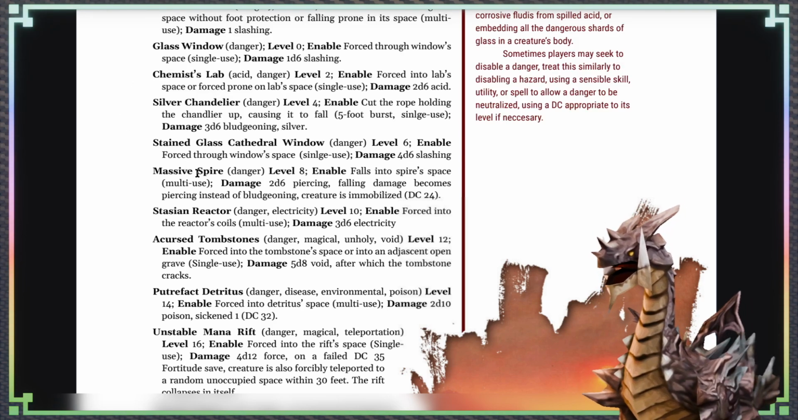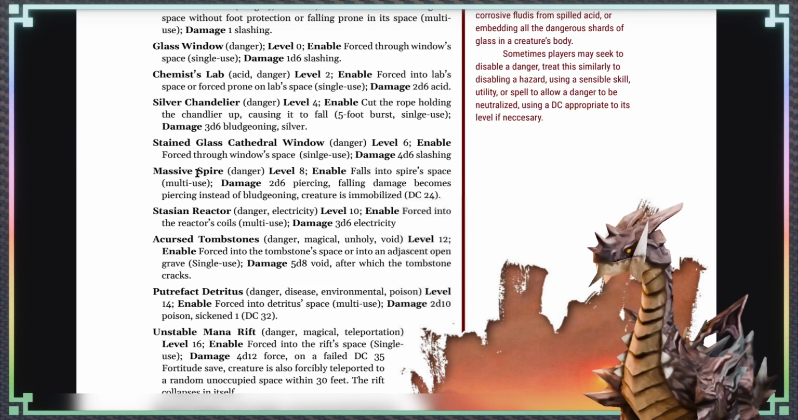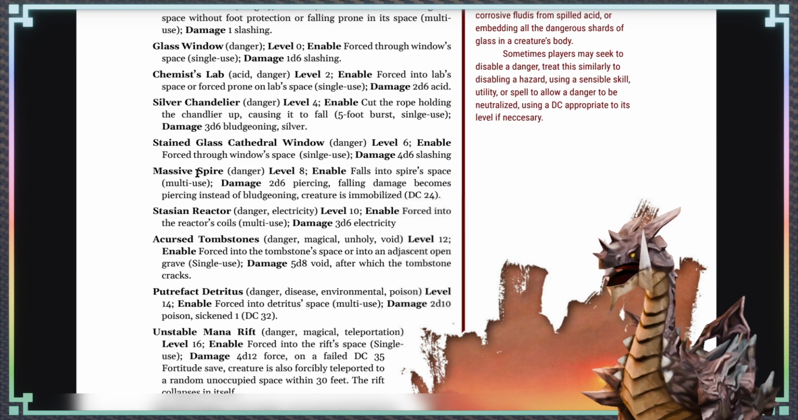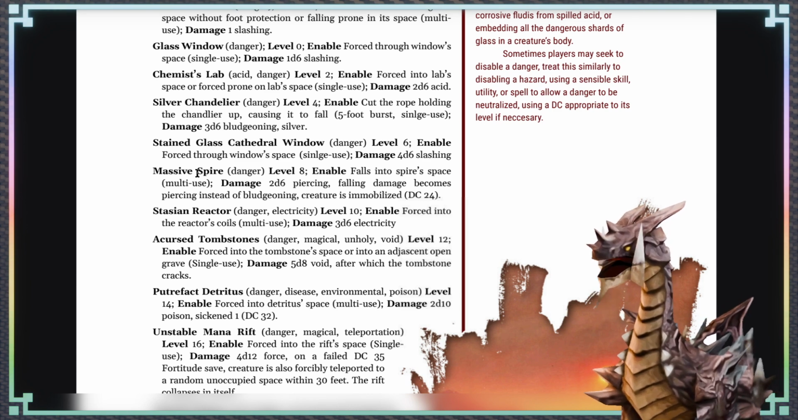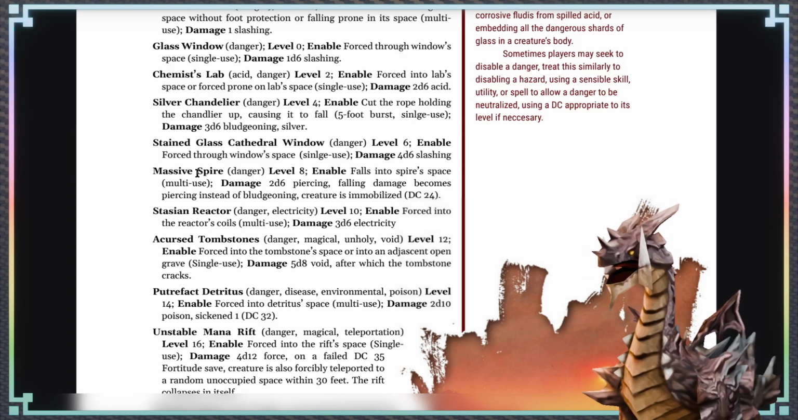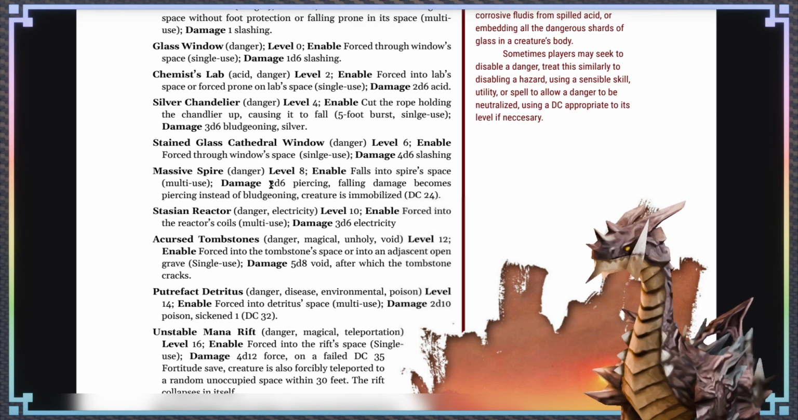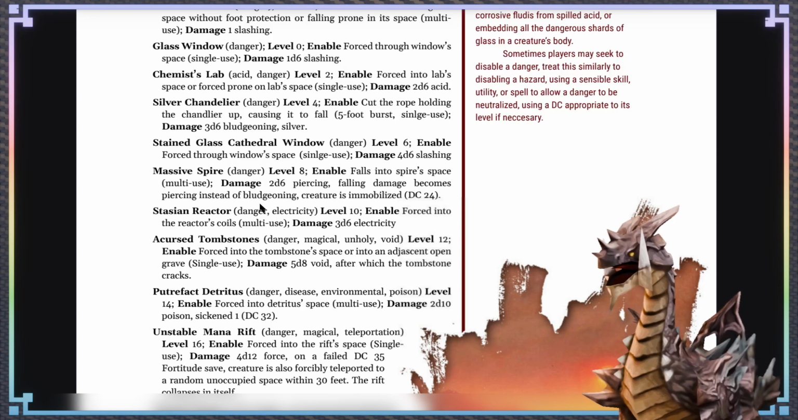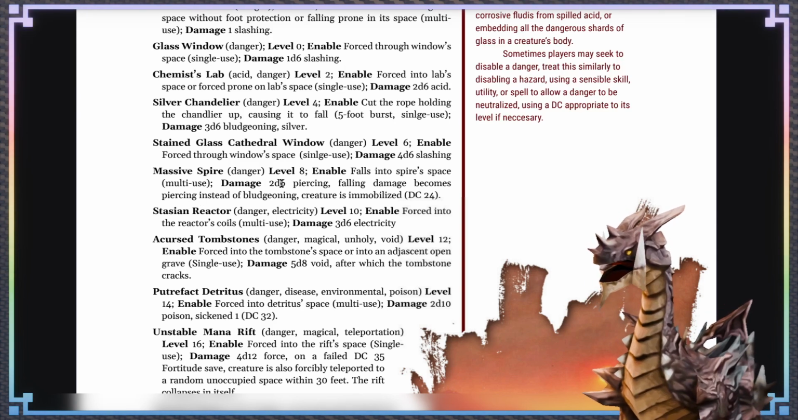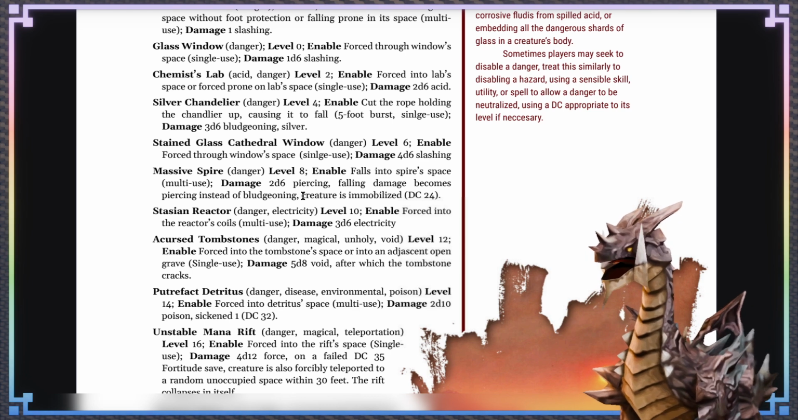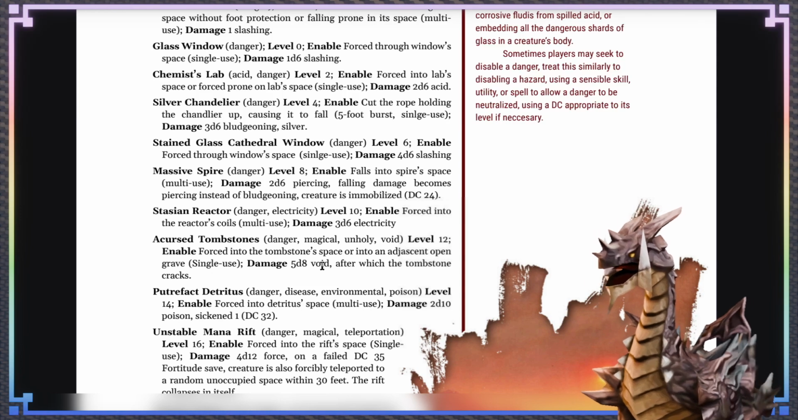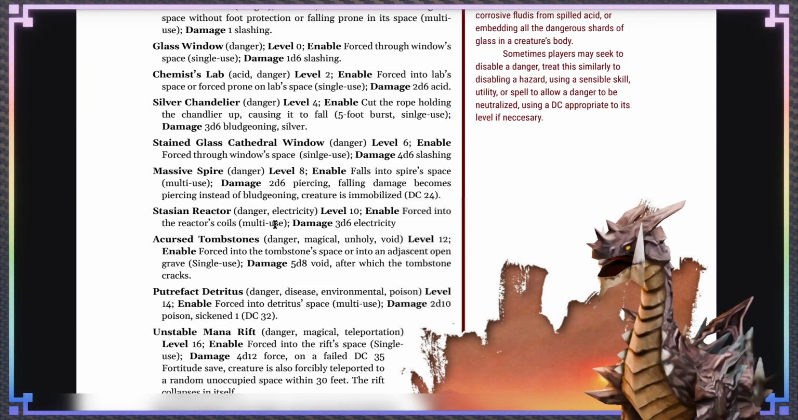A massive spire, like you might see an obelisk in a graveyard, or those super pointy roofs on the tops of some towers. Maybe you're fighting in the sky or on a higher point of a building and push somebody into the space. As they fall into the spire space to enable it, it is multi-use, unless you decide to break the spire, which is one of the things you could depreciate. It deals 2d6 piercing damage, and falling damage becomes piercing instead of bludgeoning. So it'll also stack any falling damage they take. And the creature is immobilized with a DC of 24 to escape their impalement.